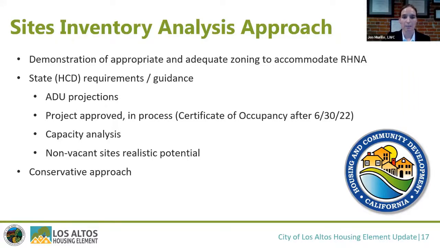So ADUs and pipeline projects are treated differently than housing sites. Housing sites are mapped and units are projected on those sites based on assumptions for realistic capacity. So capacity is not the maximum density that could be allowed. It's not factoring in inclusionary housing or density bonus. And this is because the state wants to ensure that the underlying zoning is appropriate to accommodate housing, particularly for lower income housing.